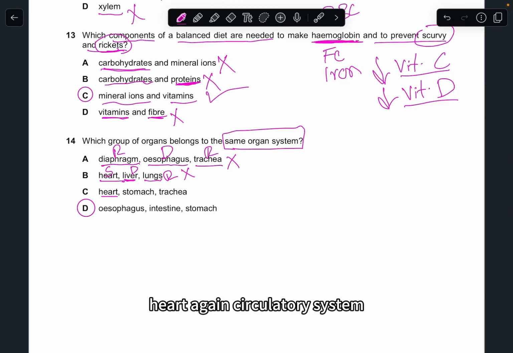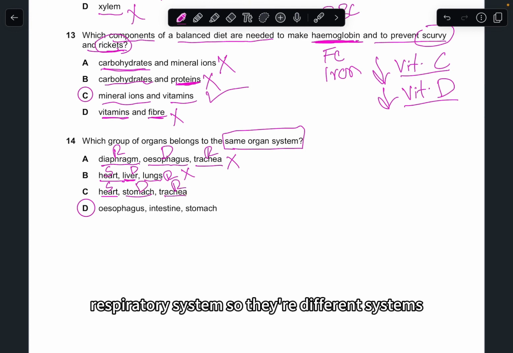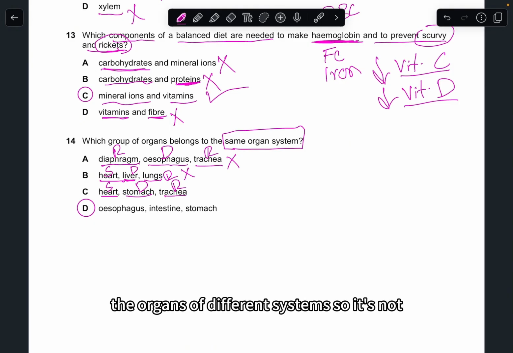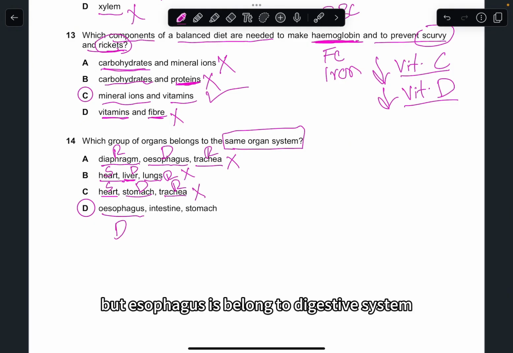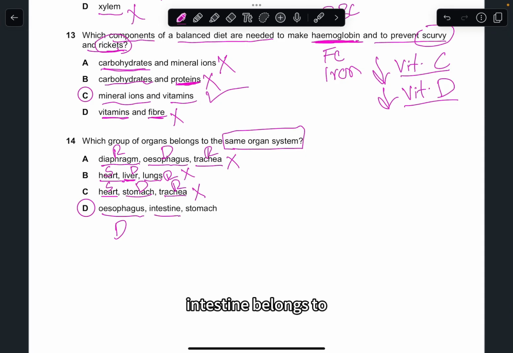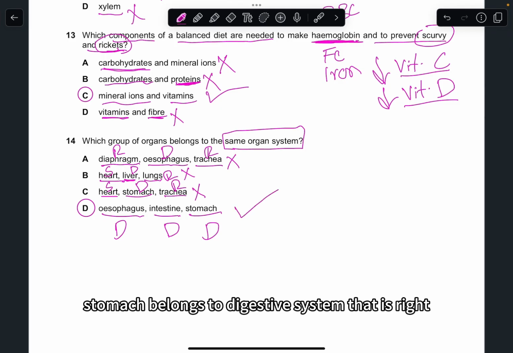Heart again circulatory system, digestive system, respiratory system. So they're different systems, the organs of different systems. So it's not. But esophagus belongs to digestive system, intestine belongs to digestive system, stomach belongs to digestive system. That is right.